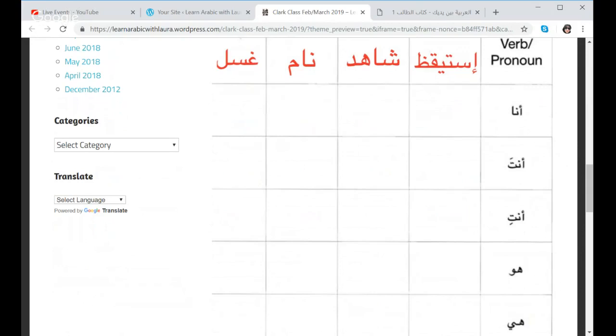Tanamina. Good. Tanamina. Very good. Yanamu. Uh huh. And hia. Tanamu. Very good.